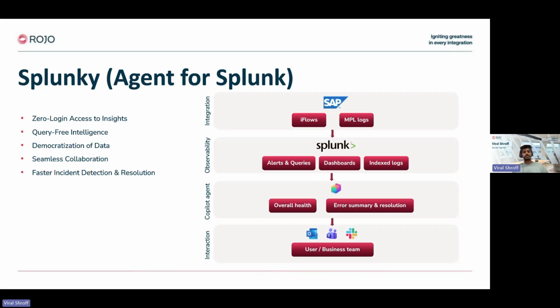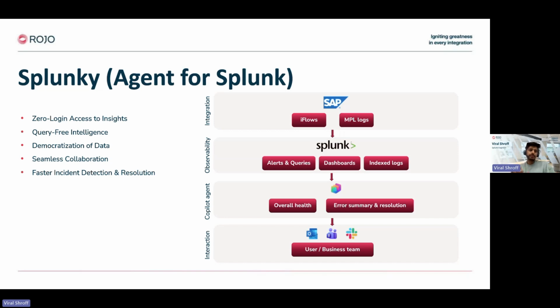First comes the integration layer where your SAP Cloud Integration resides. It has iFlows, of course, and the MPL logs, which are your message processing logs. So it's all related to your transactional data. After that, we have Splunk, where we index all these logs, the message processing logs, and you have dashboards on top of it, which Madhuri already highlighted in the demo. You have dashboards, you have alerts and queries running on top of the data. So this is basically where the observability layer comes in.